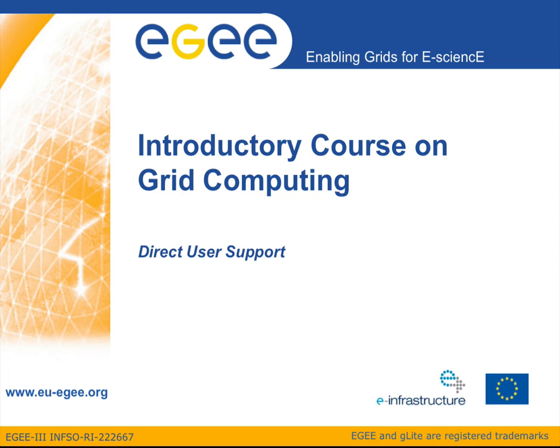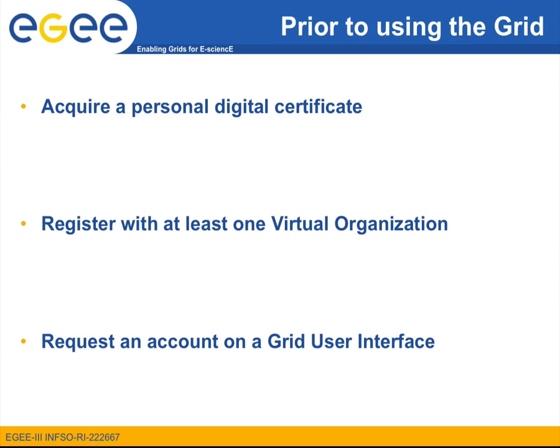During this screencast we will review the basic steps a user needs to complete prior to using the grid, as well as the necessary tools that he or she will need in order to access the grid infrastructure. The three basic steps a user needs to complete prior to using the grid infrastructure are: number 1, acquiring an IGTF approved personal digital certificate, number 2, registering with at least one virtual organization, and number 3, requesting an account on a grid user interface.